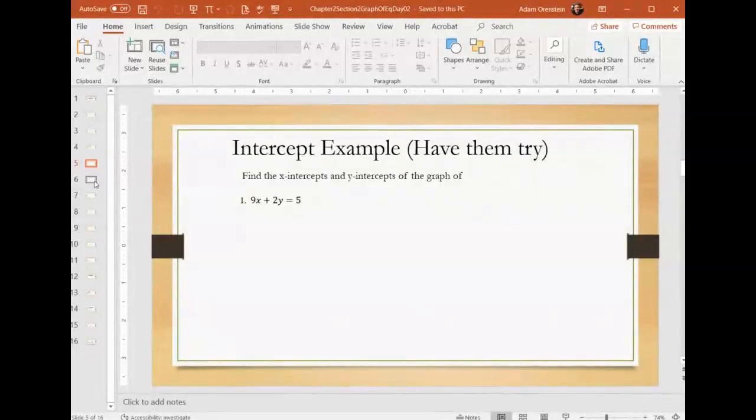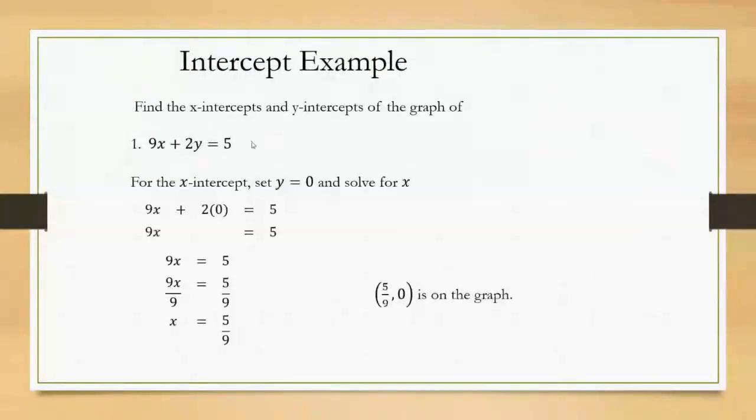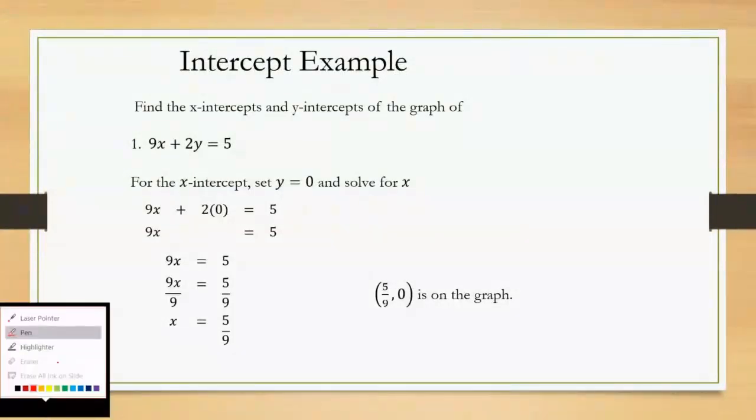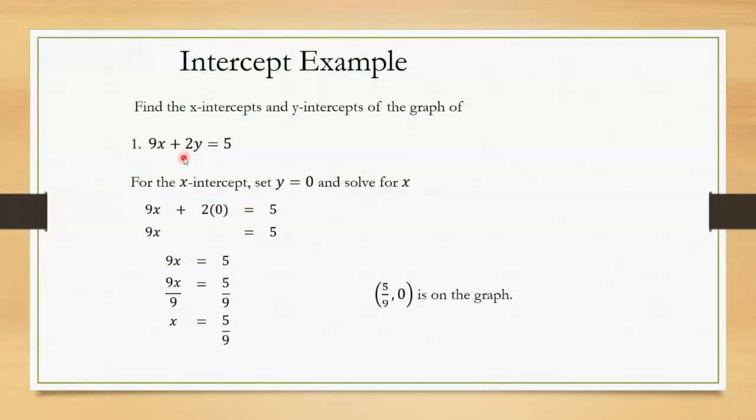All right. So again, for the x-intercept, as I said before, you set the other variable equal to 0. So we're going to set y to be 0, and we're going to solve for x. That's what we're doing here. In this case, I set y to be 0, so the 2 times y part is gone. We have 9 times x equals 5, as you can see.